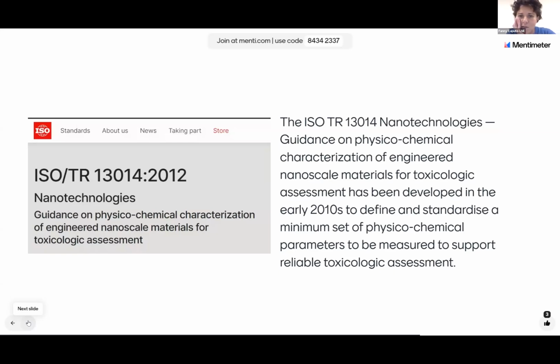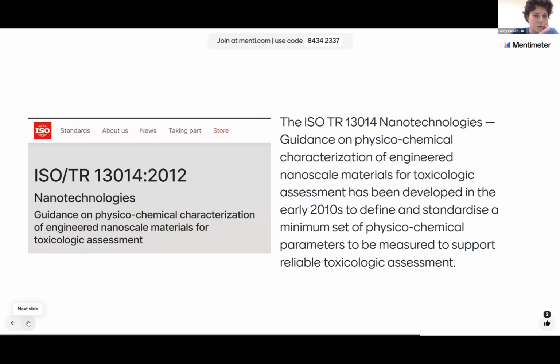So, this document is one of the first that contains guidance on the physical chemical characterization, so the parameters that are important, the physical chemical parameters and attributes that should be measured, the minimum set of parameters that should be measured to support the toxicological assessment.